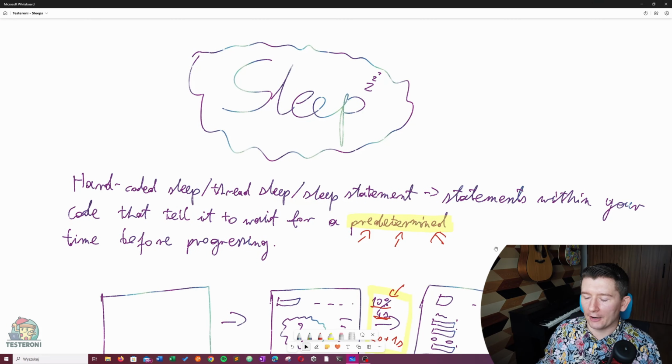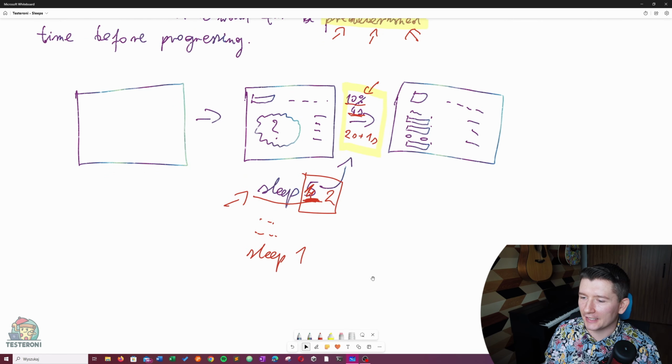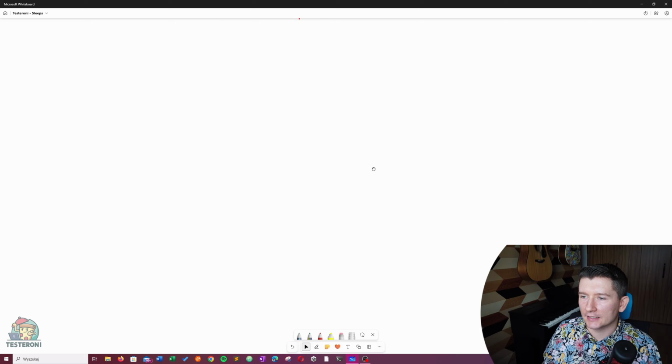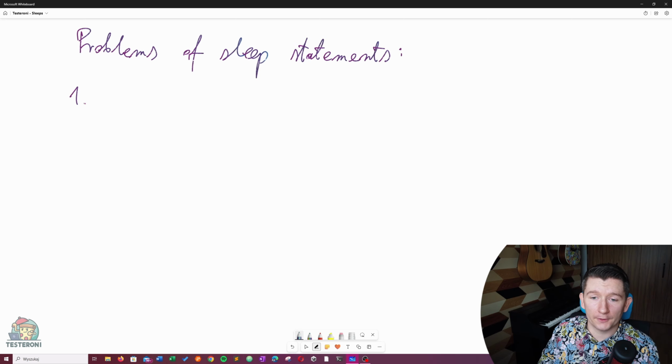So now that we have our intuition about what sleep statements actually are, let's go and try to write down the problems that may arise when using sleep statements. So let's do problems of sleep statements. First of all, it's going to be the test execution time increase.